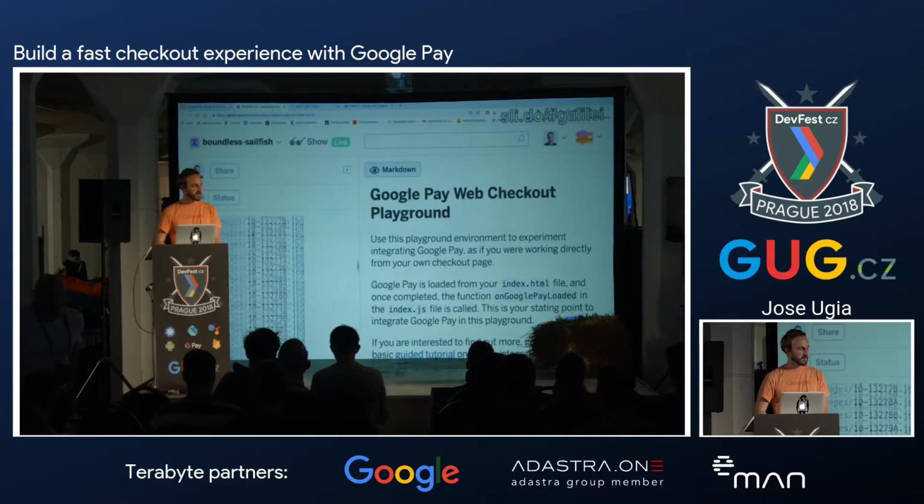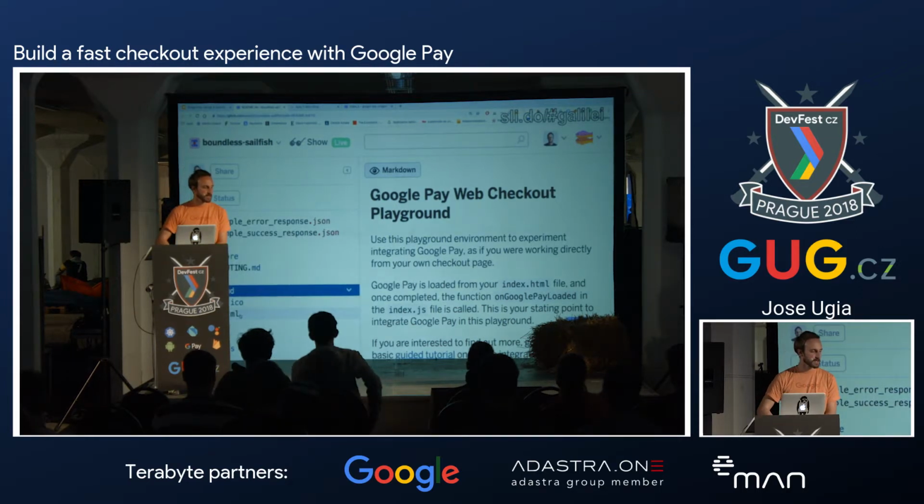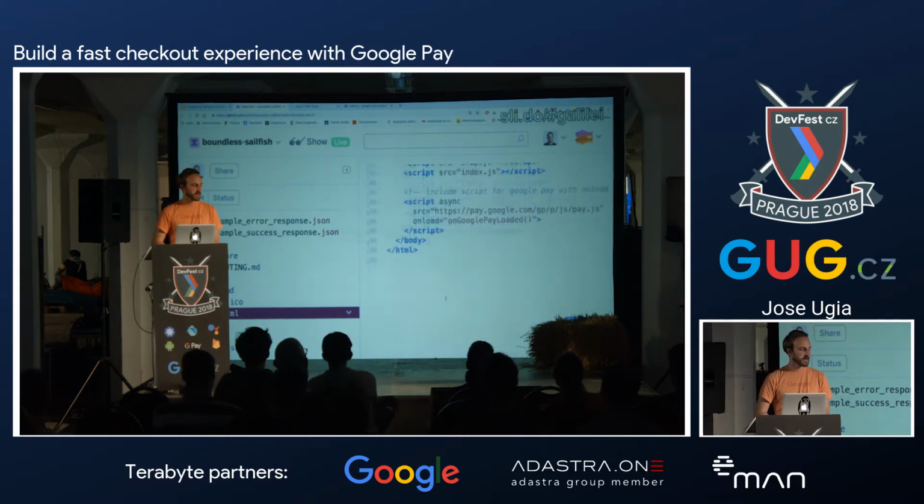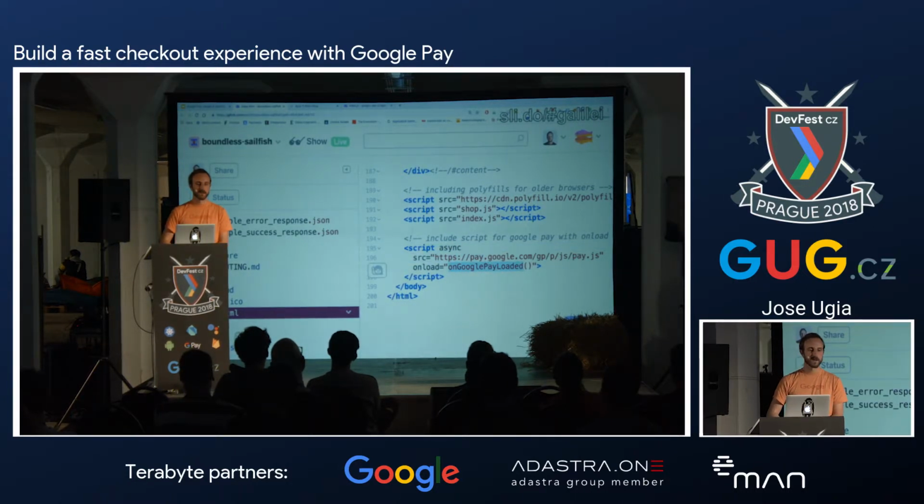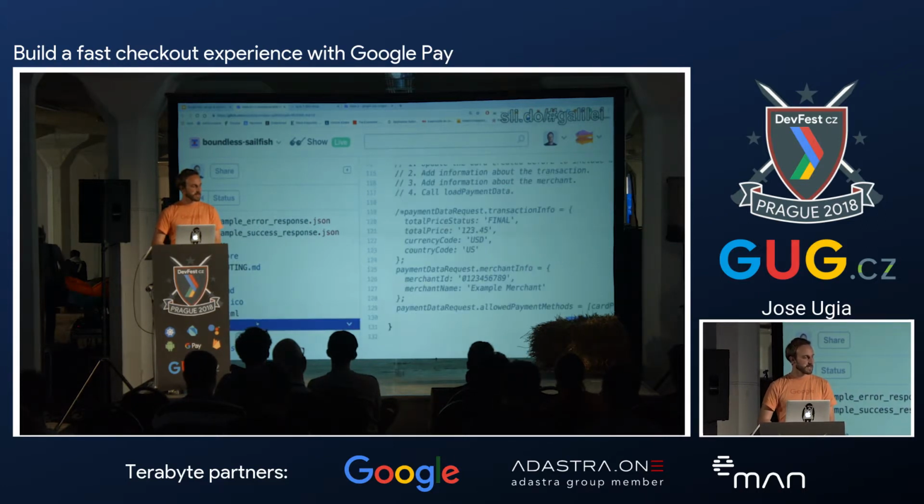The first file we'll get to is index.js. There are some parts which are done already. If you look at the index.html, we already have the script tag in here. We are loading the GPay library, and once this is done, we want to call onGooglePayLoaded. This is all under index.js.